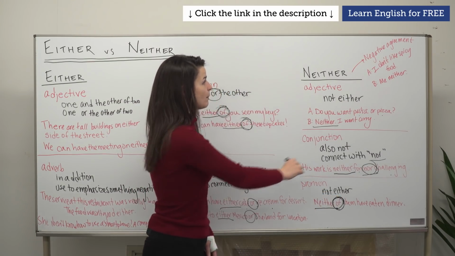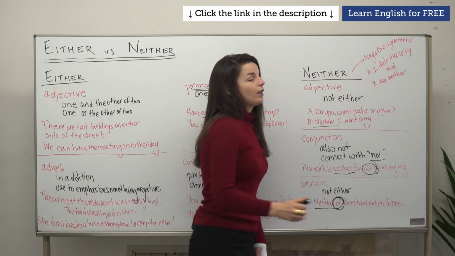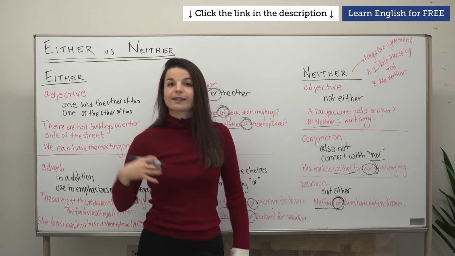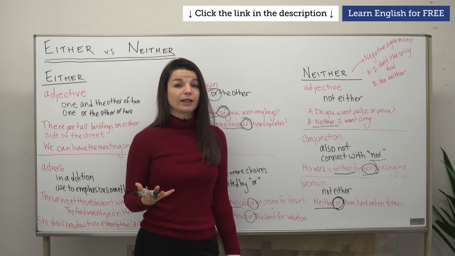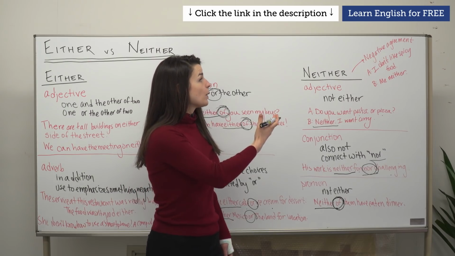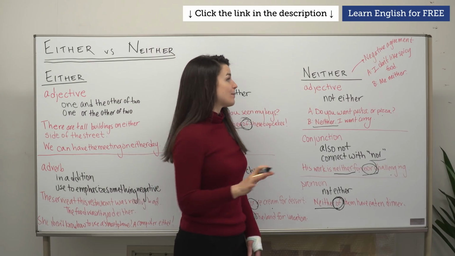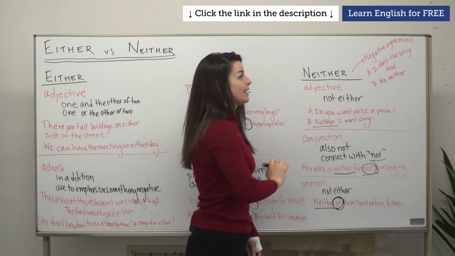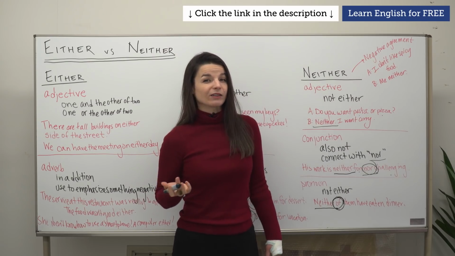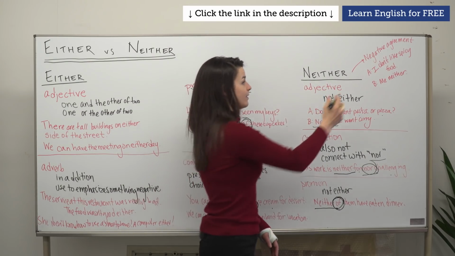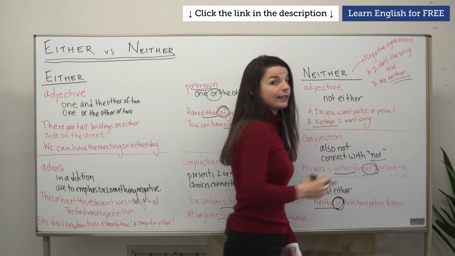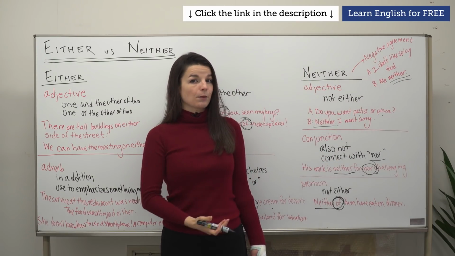Finally, I want to mention this point up here. We can use neither to express this kind of negative agreement. This is a very common use, and you'll probably hear this a lot, when we want to express negative agreement about something. For example, person A says, I don't like spicy food. Person B says, me neither. You might hear this. So it's expressing, I agree about your negative statement.